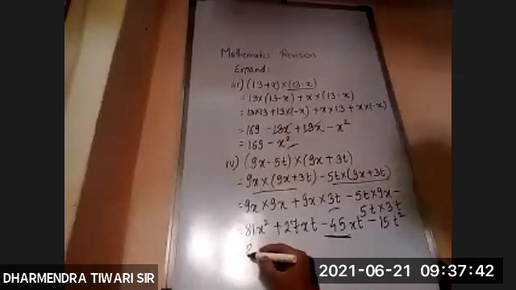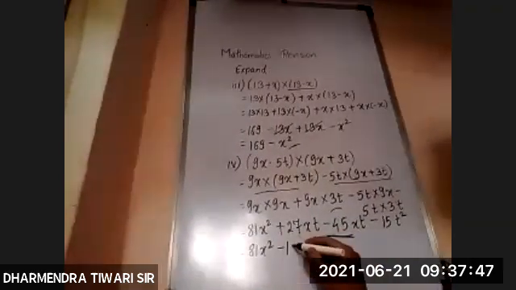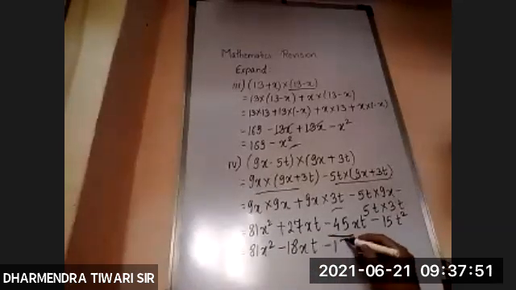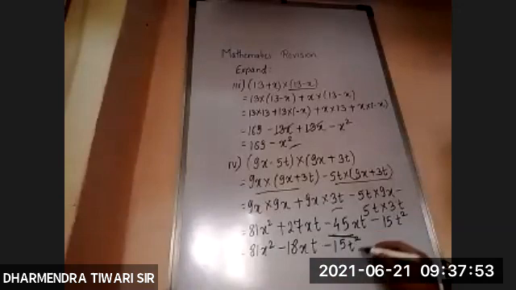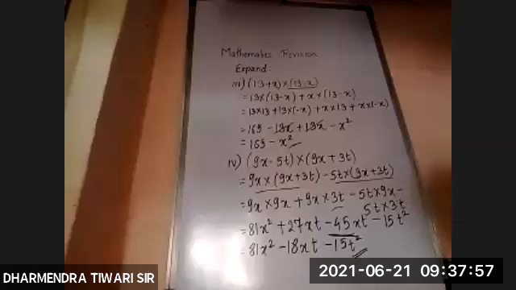So 81x square minus 18xt minus 15t square. Done. We are through with this problem.